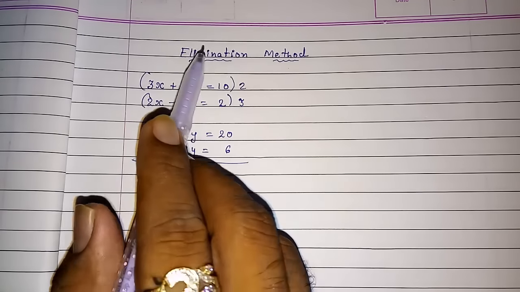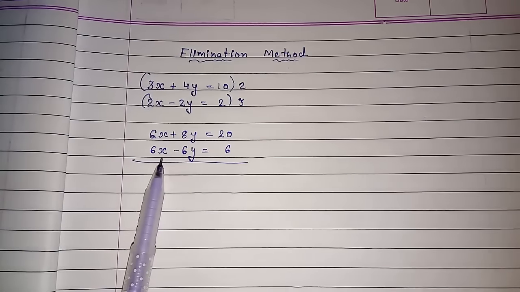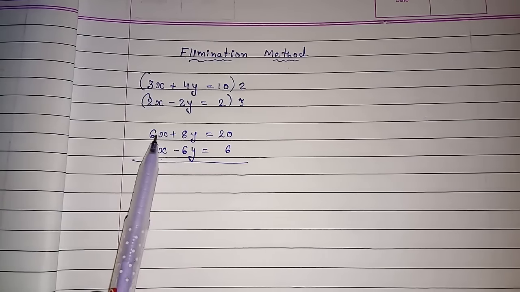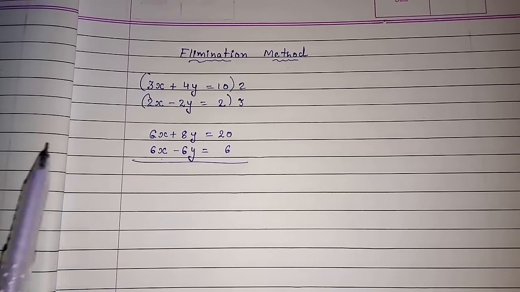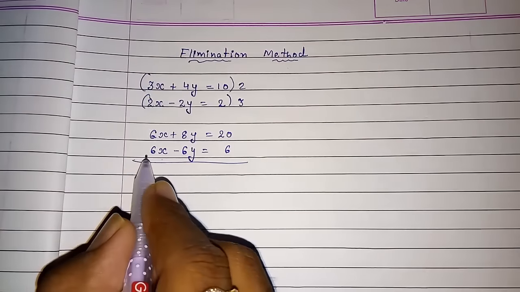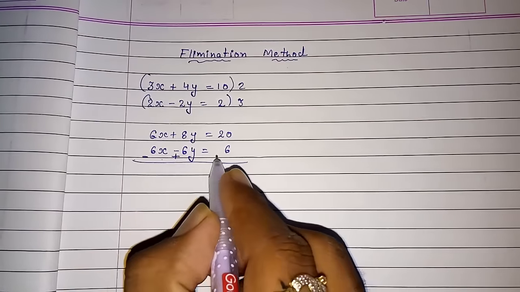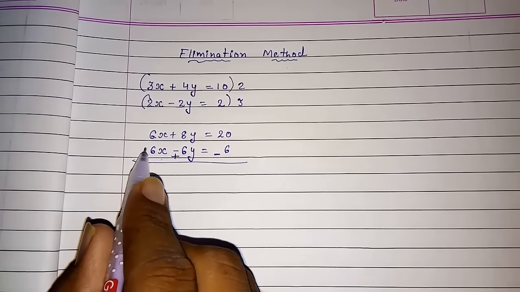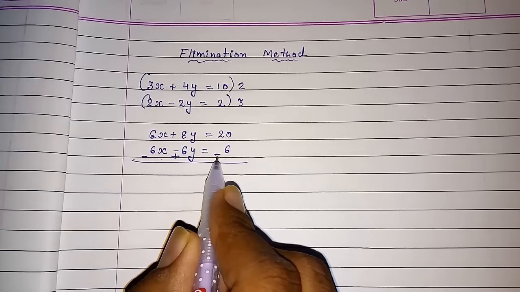We have to eliminate. Elimination method means we have to eliminate either x or y. So we had to make the x coefficient the same so that we can cancel it. So how can we cancel it? If we add this, then it will become 12x. If I subtract this, then all the signs of the second equation are going to change. It was plus, so I had written minus. It was minus, so I had written plus. It was plus, so I had written minus.